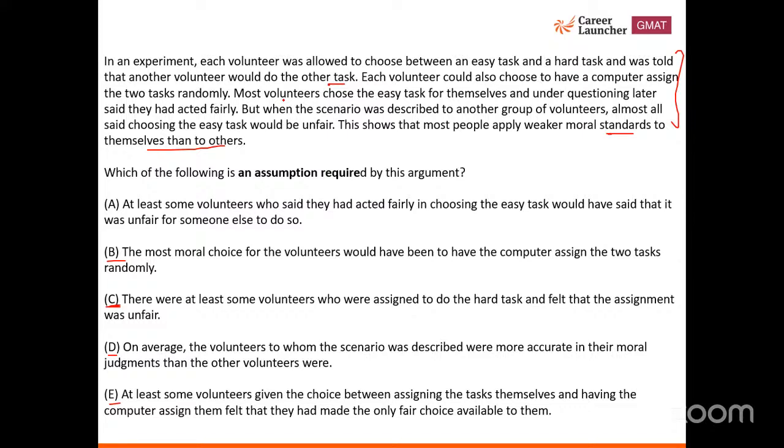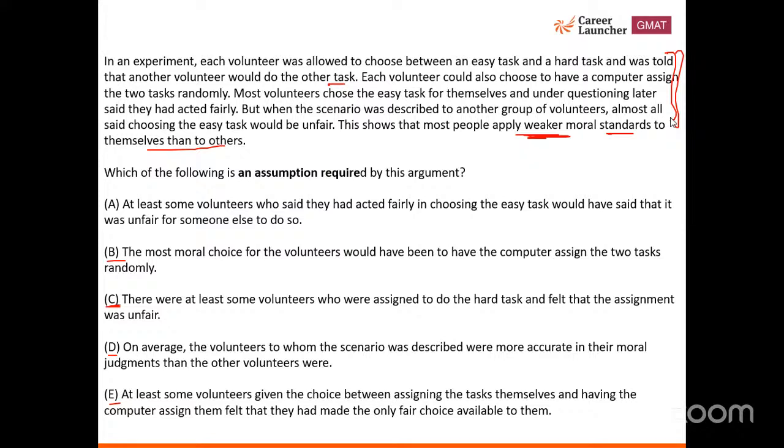Right. So basically, the argument is that when it is your turn and you are selecting an easy task, then it was fair. But when other people were described doing the same action, they said that it was not fair. So how can I conclude that people apply weaker moral standards? Look at the word weaker; it implies that there is a comparison going on. The only way I can conclude this is by assuming that if the situation were to be reversed, then people's response would reverse as well.